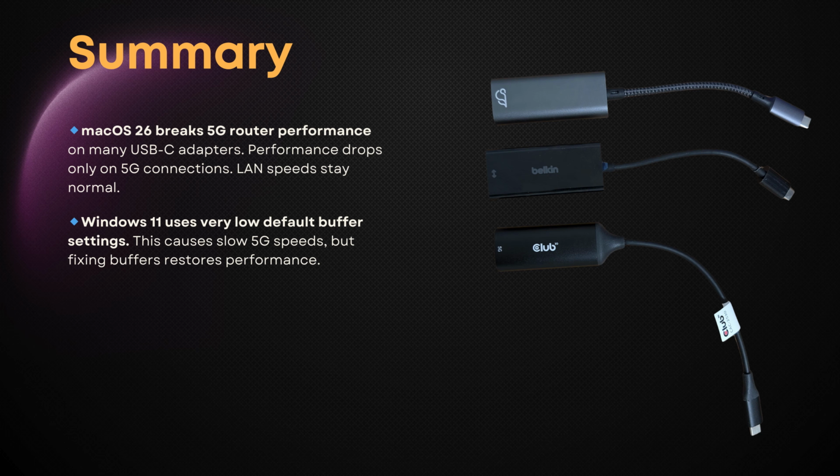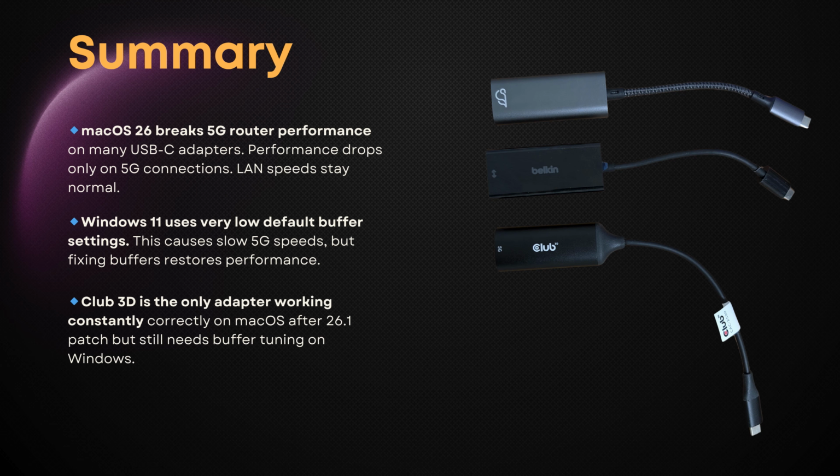Second, Windows 11 has its own issue. It applies very low default buffer settings to new network adapters. This results in the same poor 5G performance, but unlike macOS, the fix is simple. Increasing both buffer values to maximum restores the full expected speed.